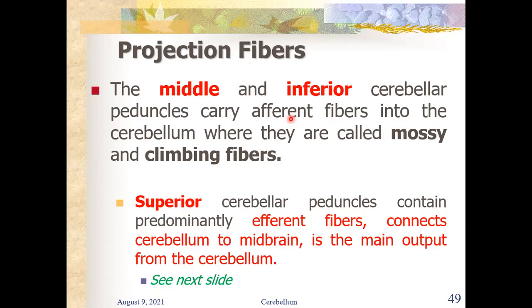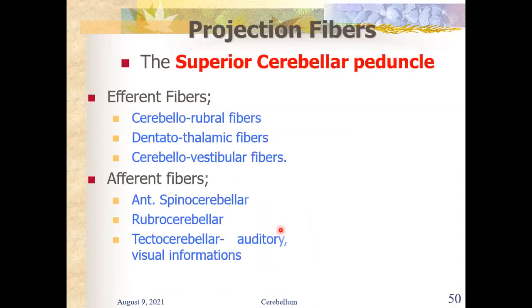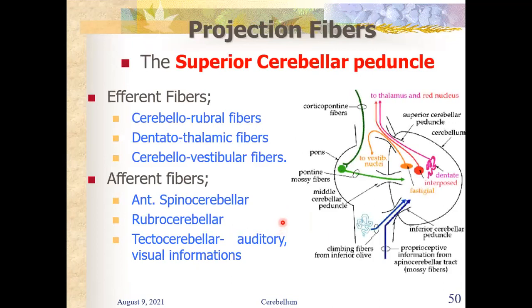The superior cerebellar peduncle contains predominantly efferent fibers. That means it also contains some afferent fibers. It connects the cerebellum to the midbrain, and is the main output from the cerebellum. So it has mainly efferent fibers that carry output from the cerebellum. You can see the superior cerebellar peduncle here. You can see the efferent fibers moving out from the superior cerebellar peduncle.